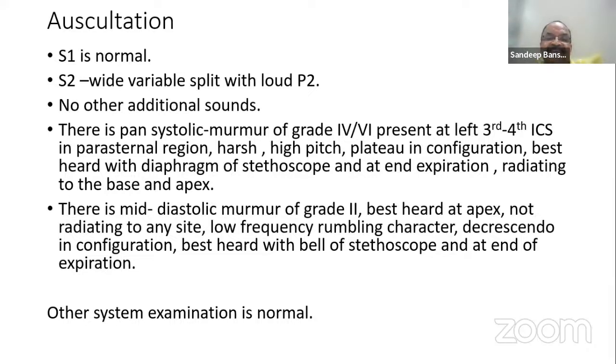So we were discussing the murmur. So, what is the importance of this mid diastolic murmur?